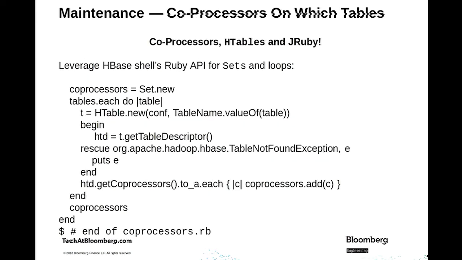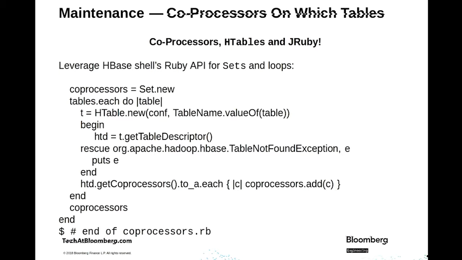Anyways, for all of these tables, I want to loop through those tables and create a new HTable object. I want to get the table descriptor, and if that table descriptor is not there, rescue, just as I would in Java with a try-catch block. Here it's a Ruby begin, rescue, and end block. I just simply print that exception, because in this case it's not a strong failure.